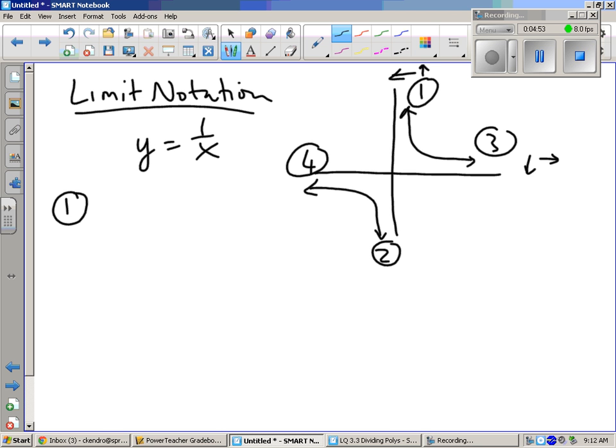So let's look at arrow number 1. Now we always start out with limit of f of x.